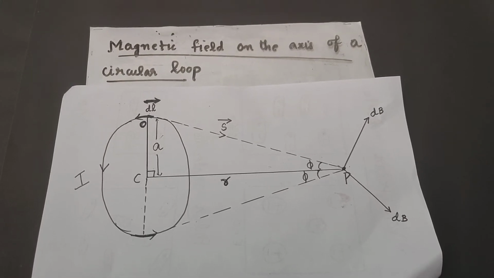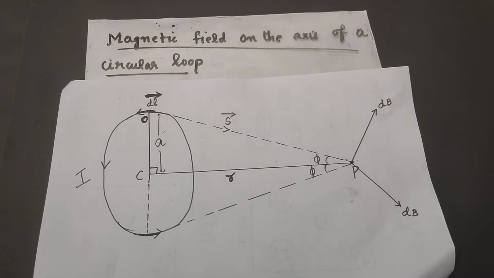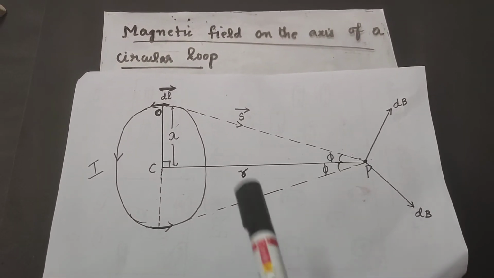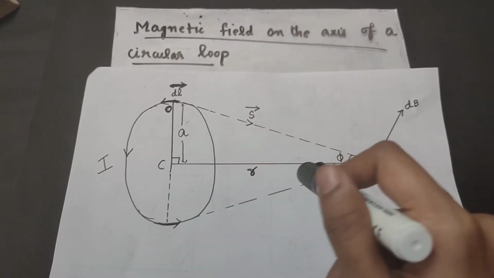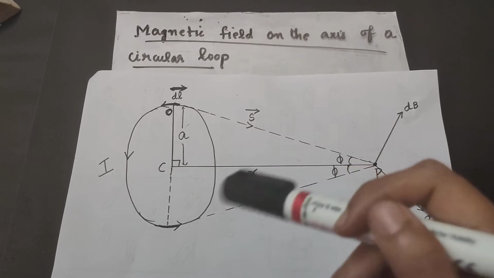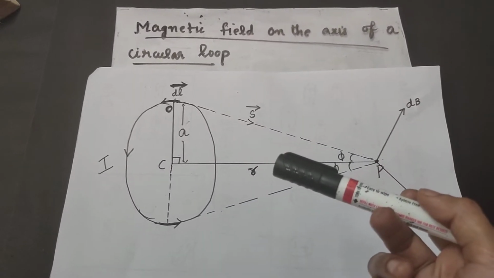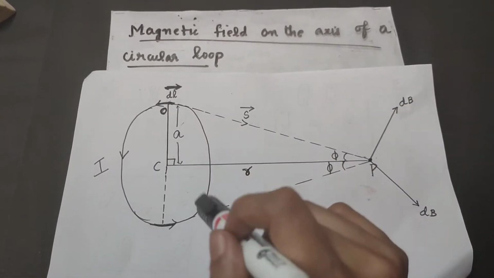Hi students, now we are going to see how we apply our Biot-Savart law in order to find the magnetic field on the axis of a circular loop. We have studied about Biot-Savart law. Now we are going to see how we apply that Biot-Savart law in order to find the magnetic field on the axis of a circular loop.